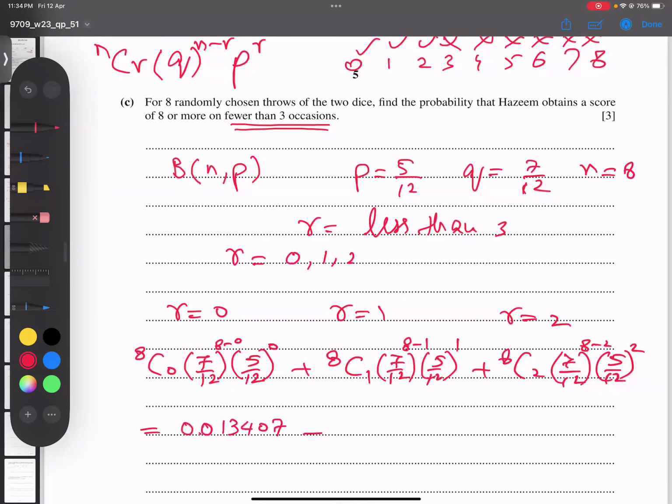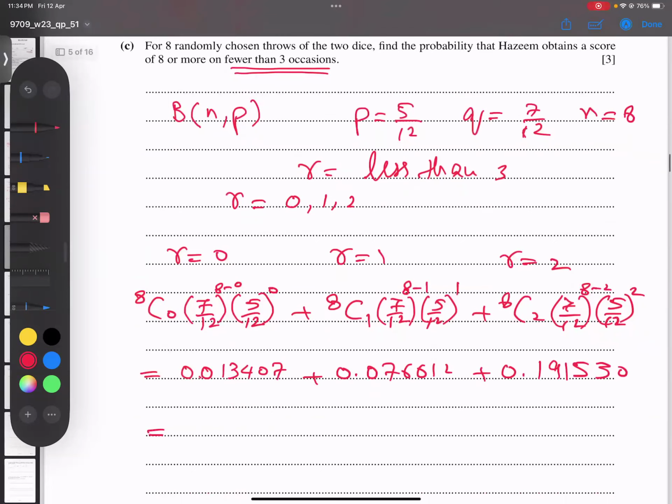0.013407. Okay, 0.076612. And this is coming 0.19153. You can match your answers, students. And the final answer, after rounding to 3 SF, is coming 0.282. And I believe the point is very clear.